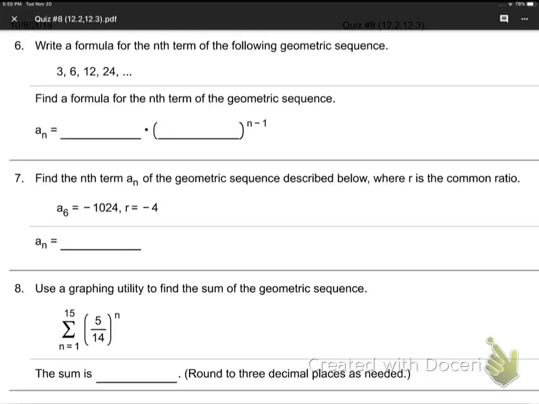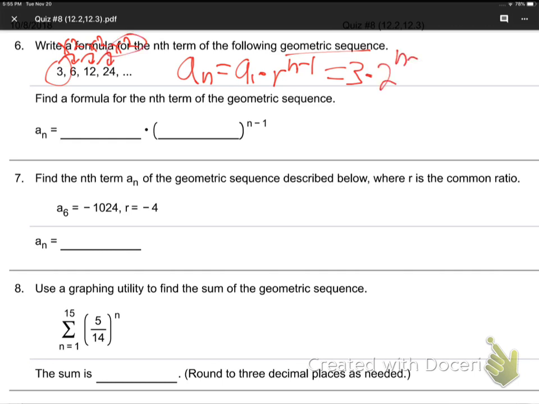Okay, so number 6, write a formula for the nth term. So what's happening from term to term here? This one is multiplying by 2, isn't it? Times 2. So that means it's geometric, and the A sub n formula is A1 times r to the n minus 1. So A1, the first term, is 3. Times r, the r is the 2. It's the number being multiplied every time, to the n minus 1. So 3 goes here, 2 goes here.